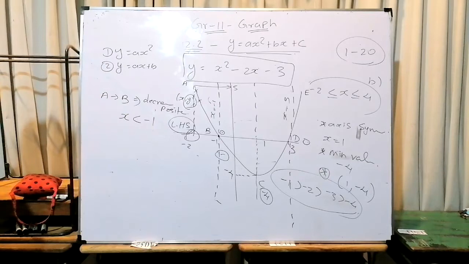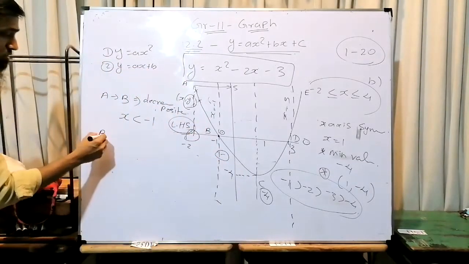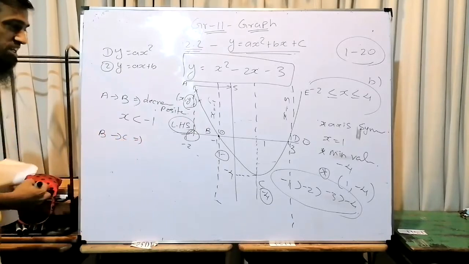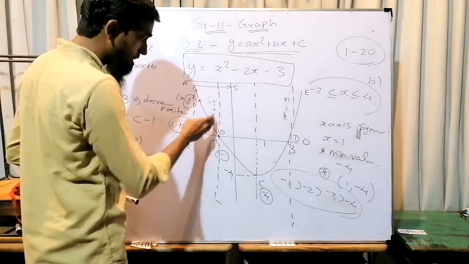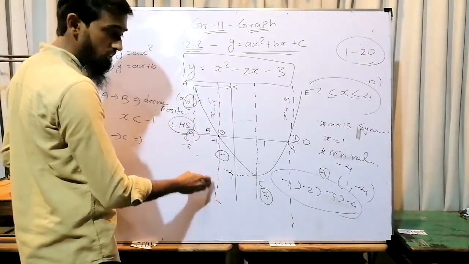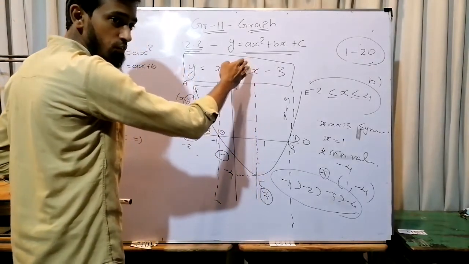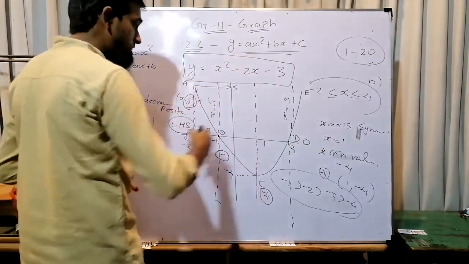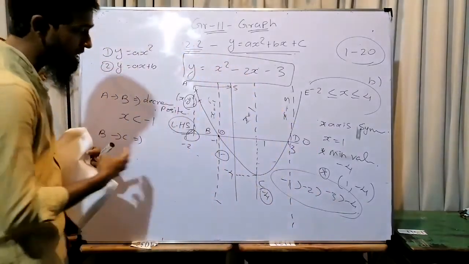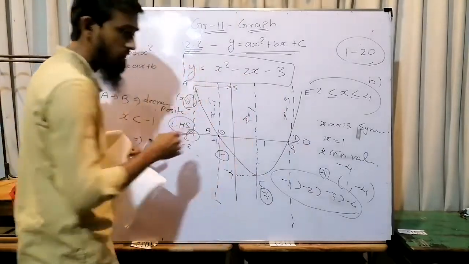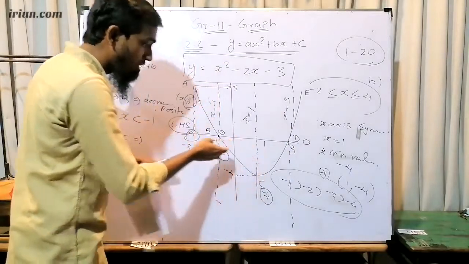Okay, then B to C. What is B to C? Decreasing negatively. Starting from minus 1, we already drew a line for the symmetry axis, that is x equal 1. So in between minus 1 and 1, the value of x in between minus 1 and 1, one portion of the graph is there.